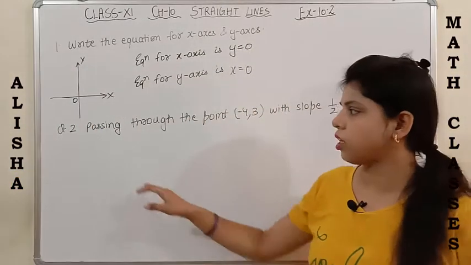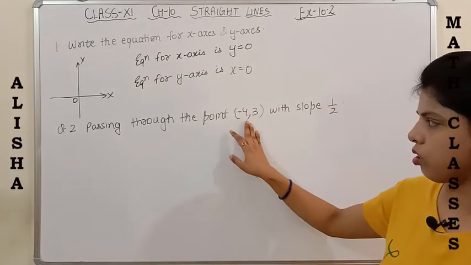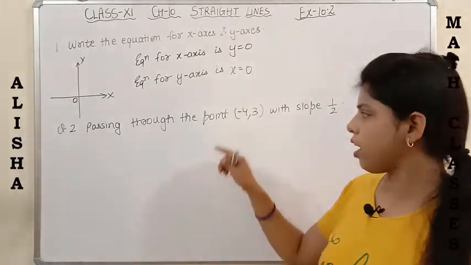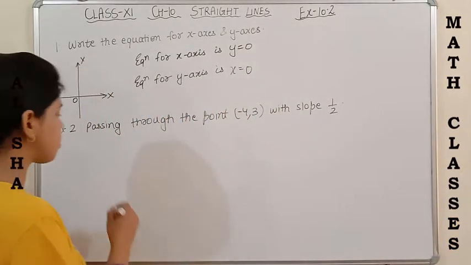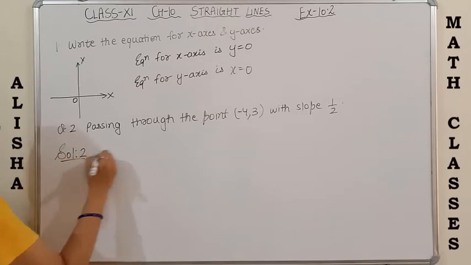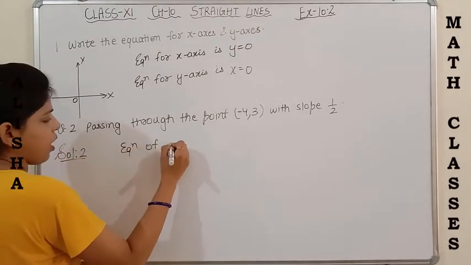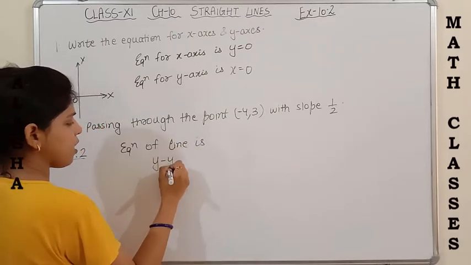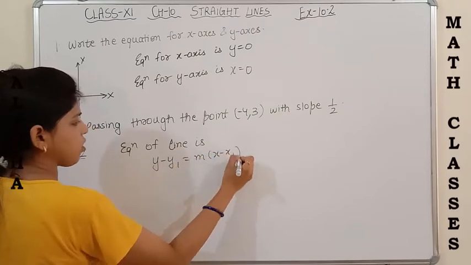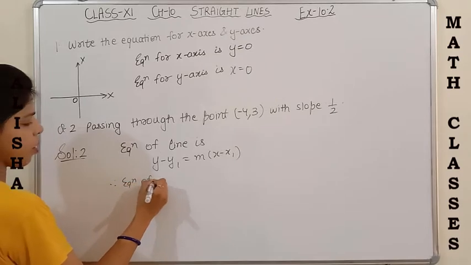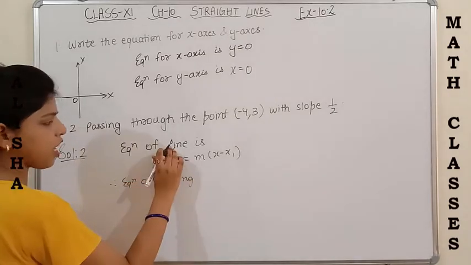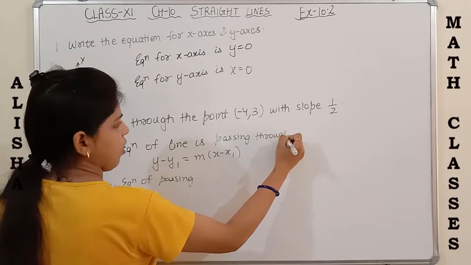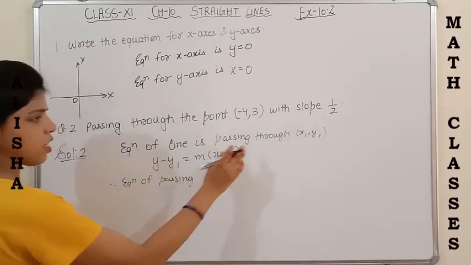So students, let's see question number 2. We have to find the equation of line that is passing through the point (-4, 3) with slope equal to 1/2. So this is basically the point slope form, where one point is given and slope is given. So we have discussed the formula for finding the equation of line: when a point is given and slope is also given, then the equation of line is y - y1 = m(x - x1). Here the line is passing through (x1, y1).